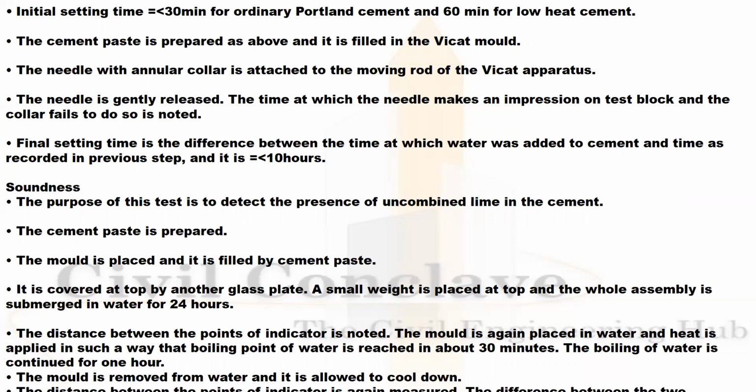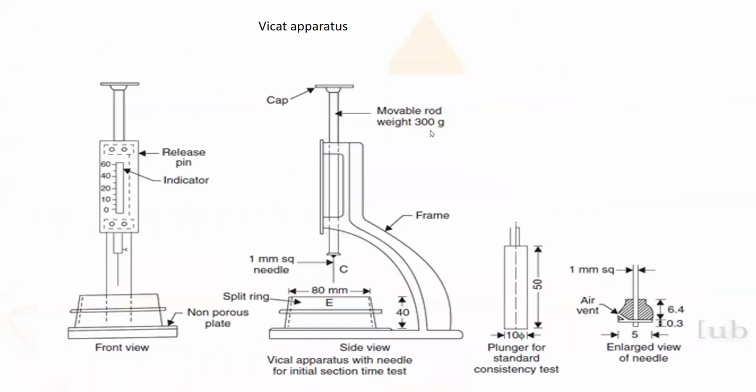The water has to be boiled for 1 hour. The mold is removed from the water and allowed to cool down. The distance between the 2 points of the indicator is again measured. The difference between the two readings indicates the expansion, and it should not exceed 10 mm.